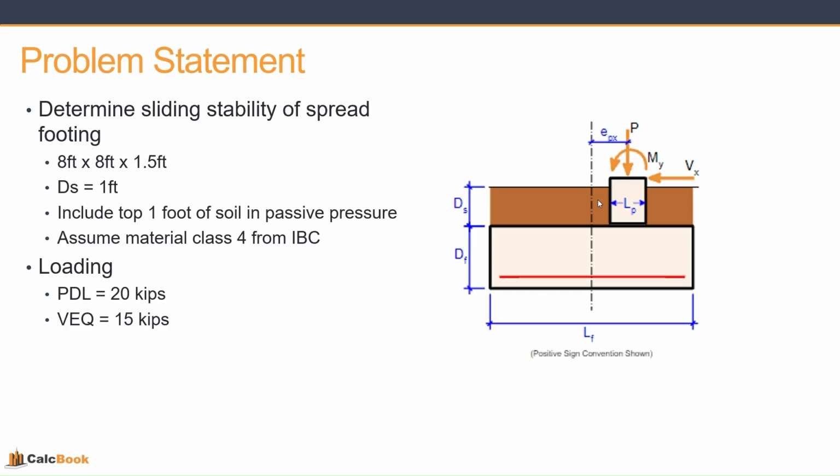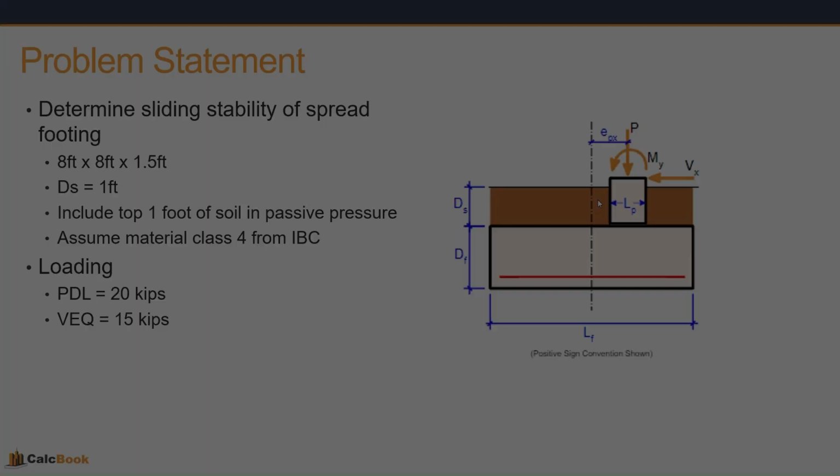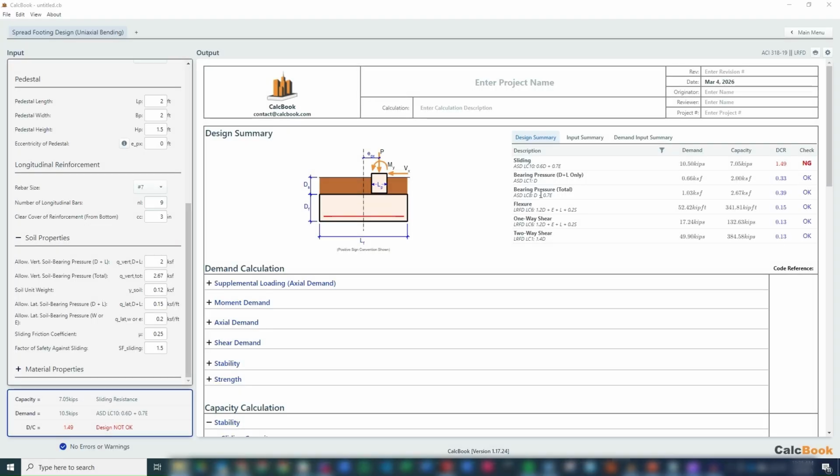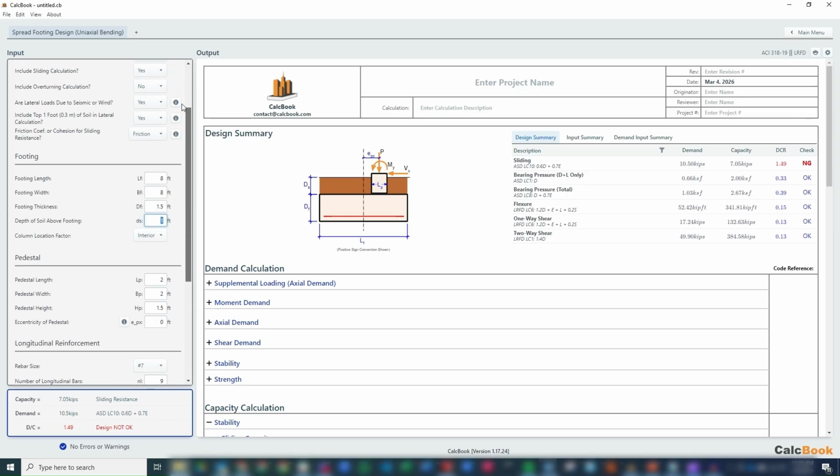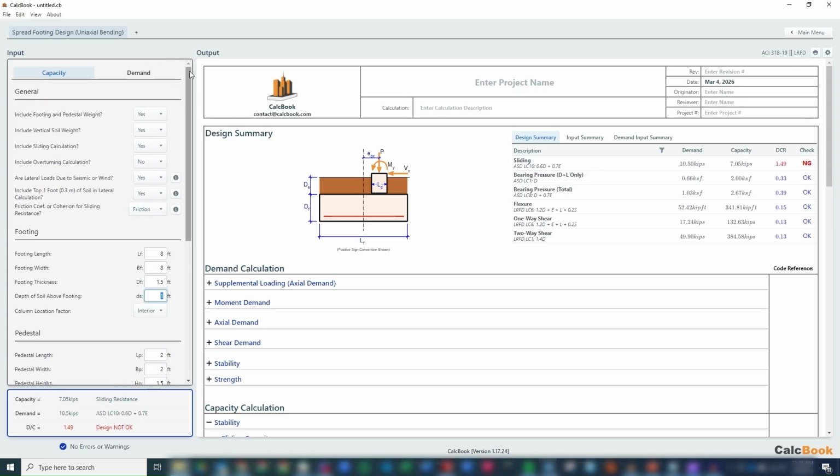So let's go ahead and open up CalcBook, and we'll get started on the design. All right, I've got CalcBook open now. We've already got our foundation module open, so we're just going to walk through a summary of our inputs here. We are going to include our footing and pedestal weight. We will include the soil weight. We are checking for sliding. I've turned off the overturning calculation just to simplify the output a little bit.